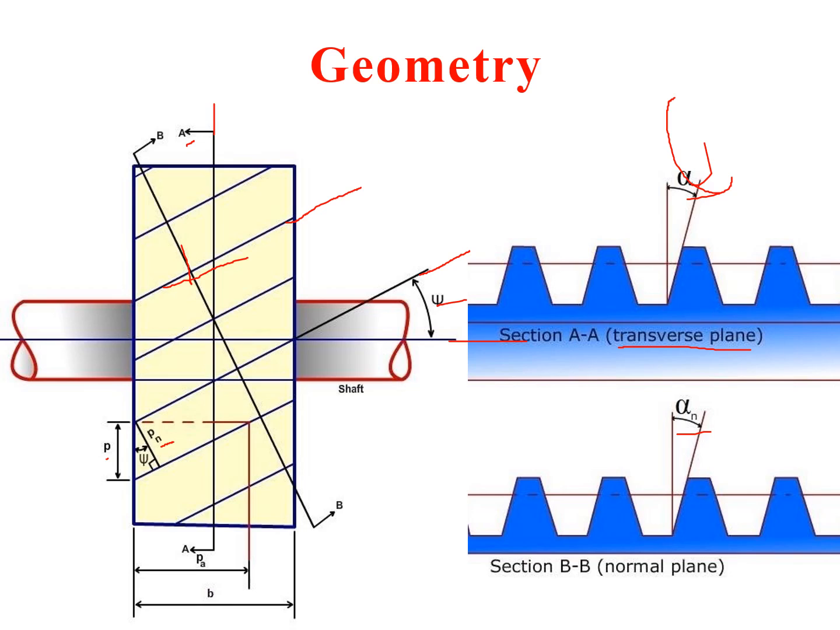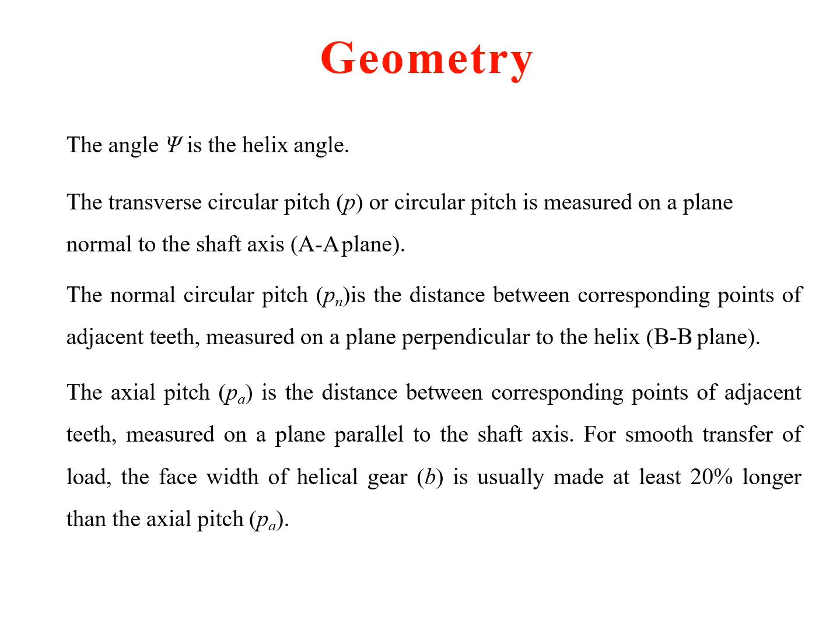Pn is measured along the normal plane, whereas P is measured along the transverse plane. It is nothing but the distance between the same points on adjacent teeth, along the normal plane or along the transverse plane. PA is the axial pitch, and B is the face width of the helical gear. So this is what we have discussed: the helix angle, what is P, what is Pn along the BB and AA planes, and what is axial pitch and face width.